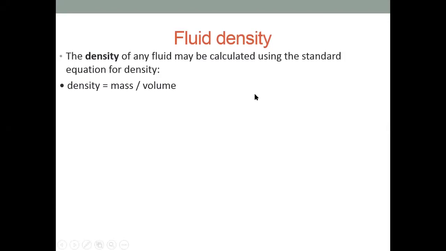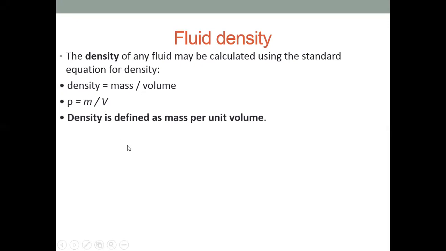Density. Let's define density. Density means the mass per unit volume. The mass per unit volume is known as density. Density equals mass over volume. So the SI unit of density will be kilogram per meter cubed. This letter rho stands for density, M stands for mass, and V stands for volume. It is not velocity, it's volume.